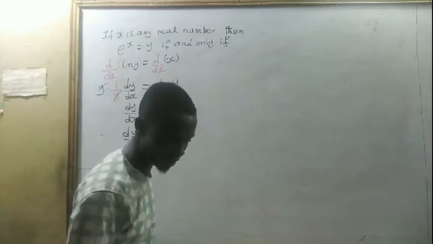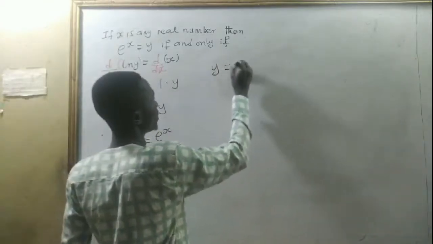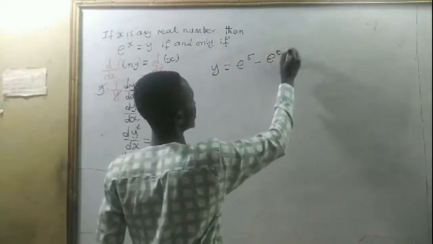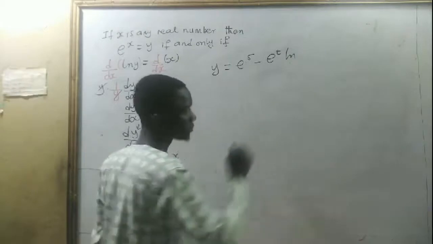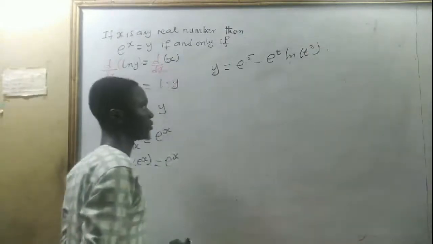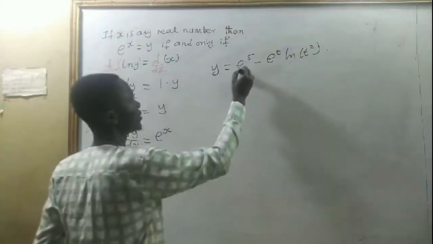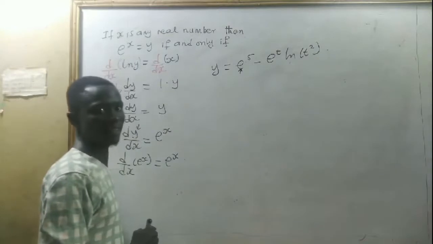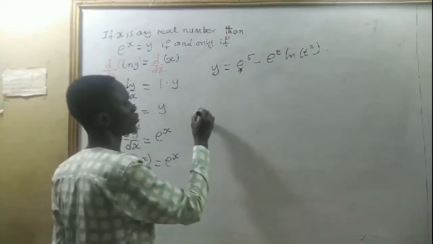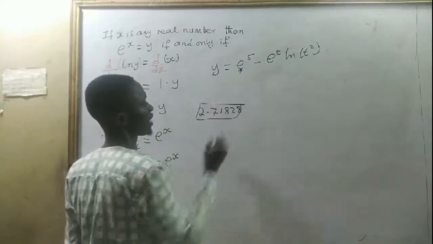Now the next question is we have y equal to e to the power 5 minus e to the power t ln of t squared. Now, when I was starting, I said that e is a number. E is a number, and I wrote that it can be approximated to 2.71828, that is to 5 decimal places.